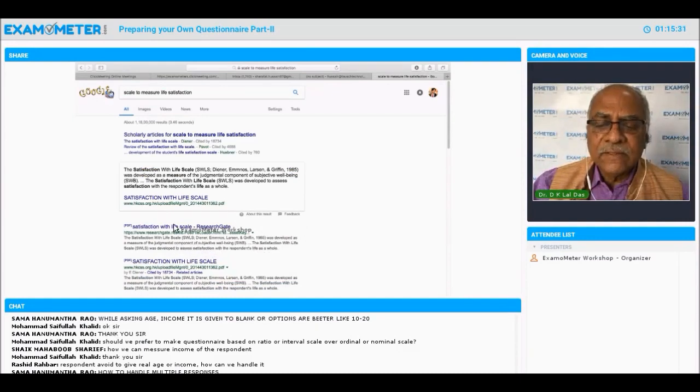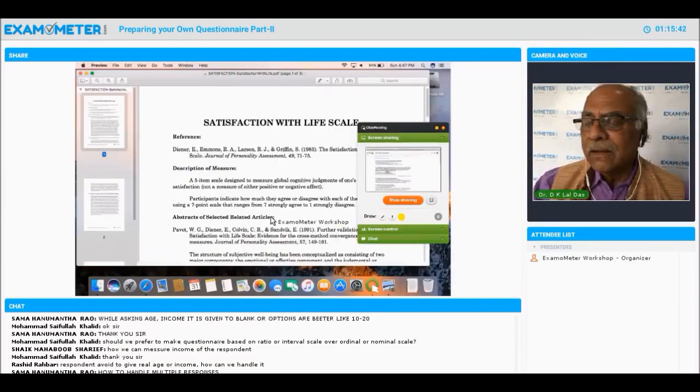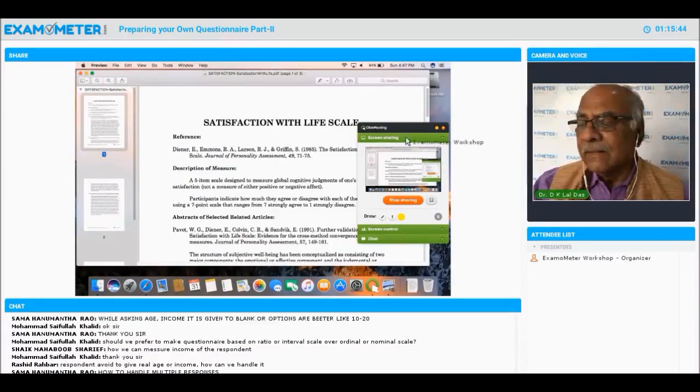Now we have here a number of scales. Can you see it? These are all standardized scales. So suppose we take satisfaction with life. It is in PDF format, and you have here the scale.